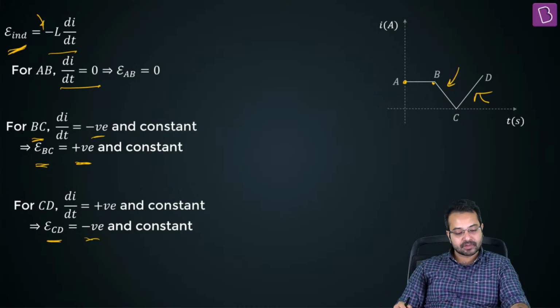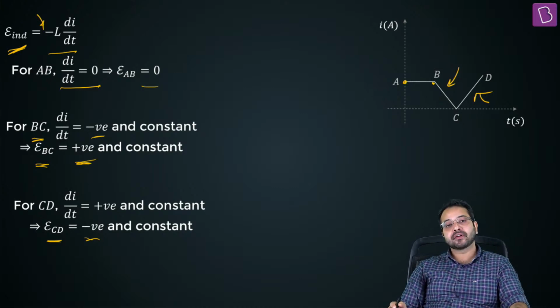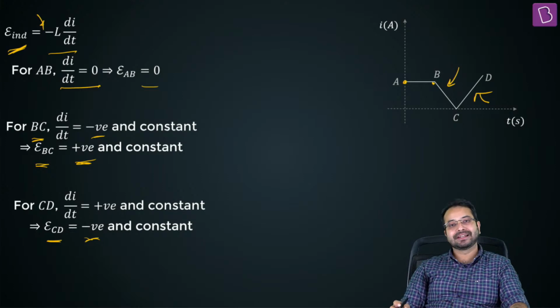Okay, so what do we have? For AB, EMF will be 0. For BC, EMF is going to be positive. And for CD, EMF is going to be negative.